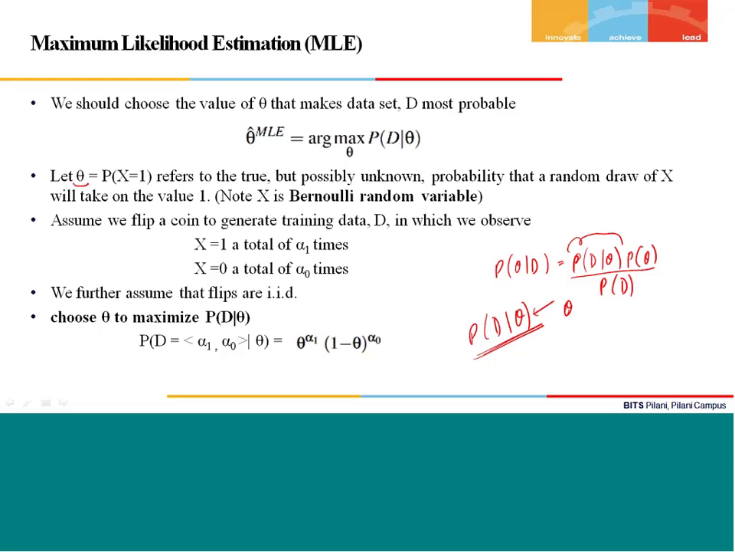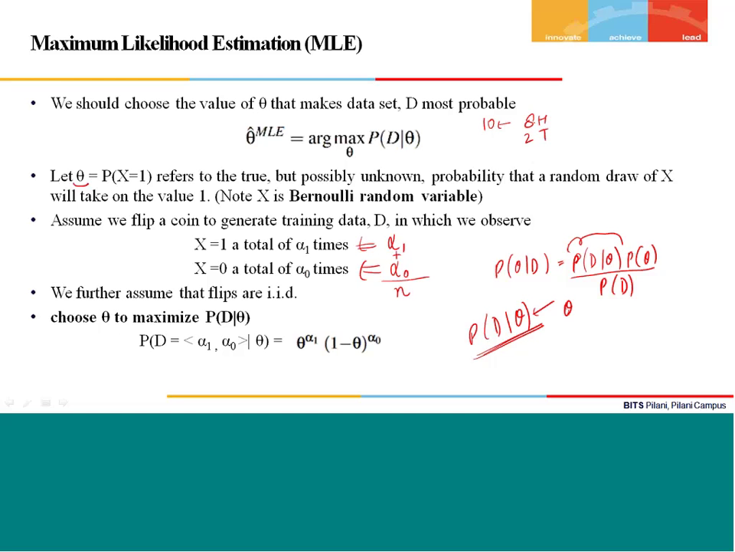So I have data. That data has some heads, and the head count is alpha 1. And there are some tails, and that count is denoted by alpha 0. So I have n flips of the coin, which means there are some heads and some tails, so alpha 0 plus alpha 1 equals n. And now I want to estimate theta. For example, I flip the coin 10 times, and 8 times I get heads and twice I get tails.